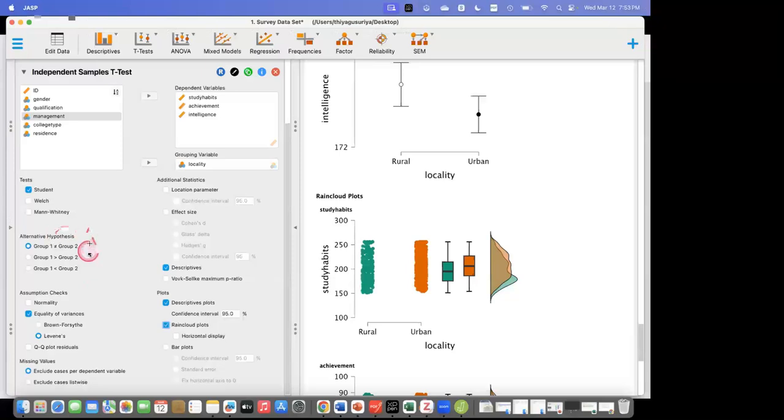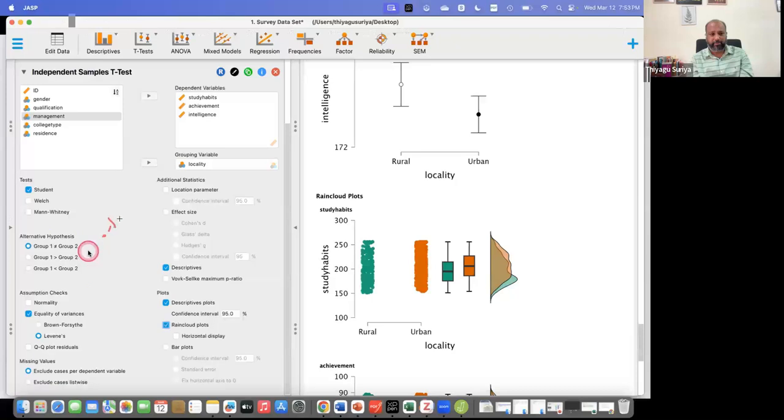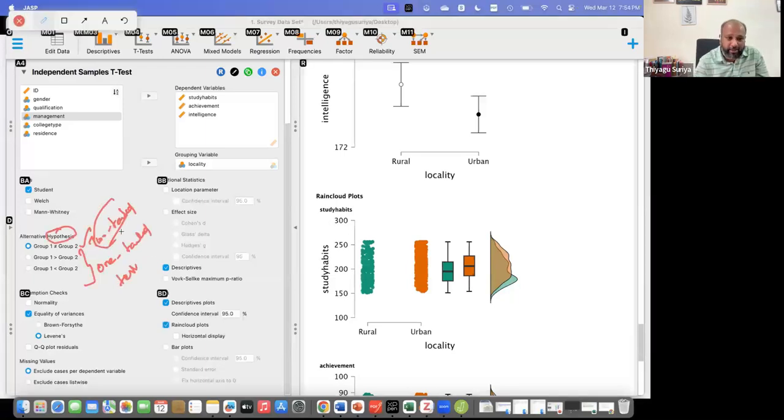What is the hypothesis? It represents the null hypothesis. It is a two-tailed test. Group 1 not equal to group 2 is a two-tailed test. What about group 1 greater than group 2, or group 1 less than group 2? It is called a directional alternative. It is called a one-tailed test. Suppose you are taking the null hypothesis, you can go with the two-tailed test. If you're taking a directional hypothesis, go with a one-tailed test. So this also you can select based on the hypothesis, right? In this case, I'm selecting this also.